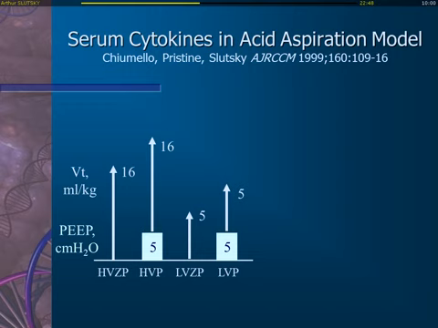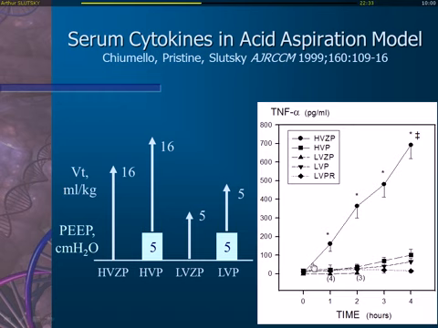You put acid into the lung of animals, of rats. You ventilate them with different ventilatory strategies, shown here. And then we measured cytokine levels now in the blood, not just in the lavage. And here's the blood levels of TNF. This is time on the x-axis, and on the y-axis is TNF alpha.